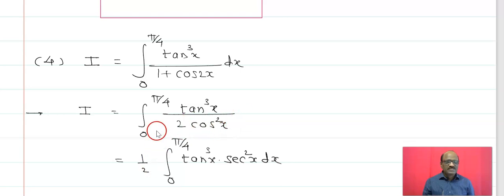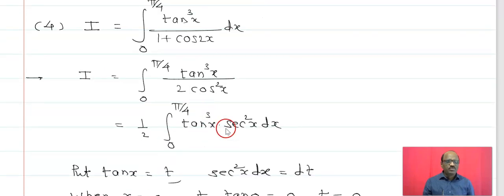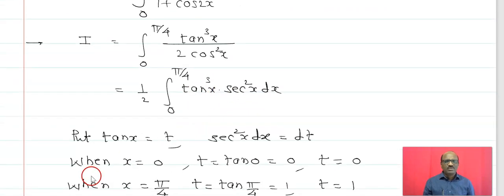Now see this: in the integral 0 to pi by 4, take 1 upon 2 outside from the integral sign. We have tan cube x, and 1 upon cos square x will become sec square x dx, that is the reciprocal of cos square x. Now if you see this problem, the substitution is definitely tan x is equal to t. What's its derivative? Sec square x into dx is equal to dt.